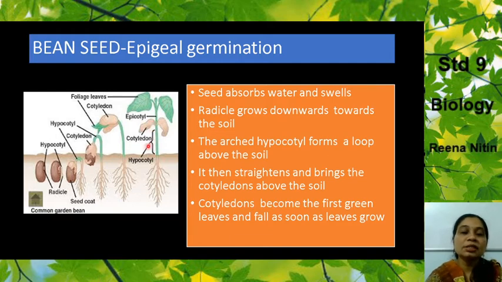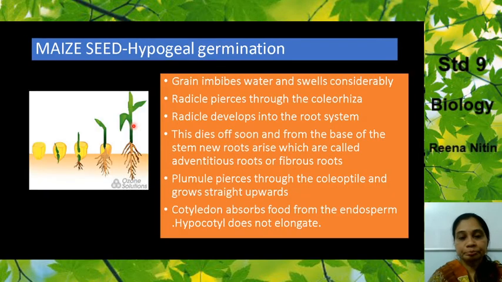So this is an example of epigeal germination in which the hypocotyl grows first. It elongates and pushes the cotyledons above the soil. So this is an example of bean seed epigeal germination. We'll move on to one more example. It is of the maize seed.